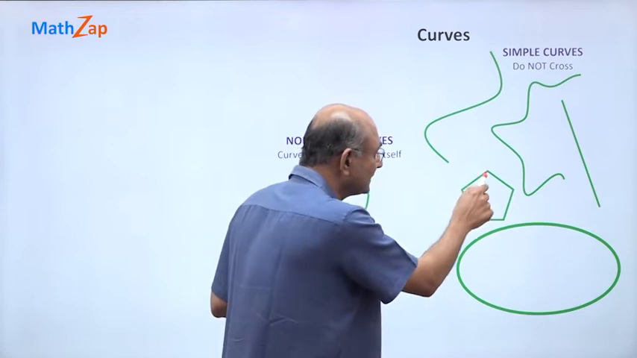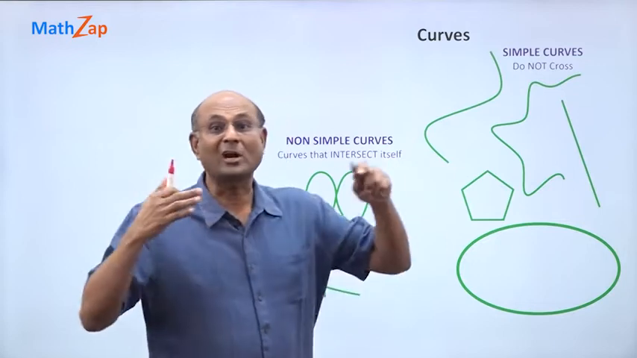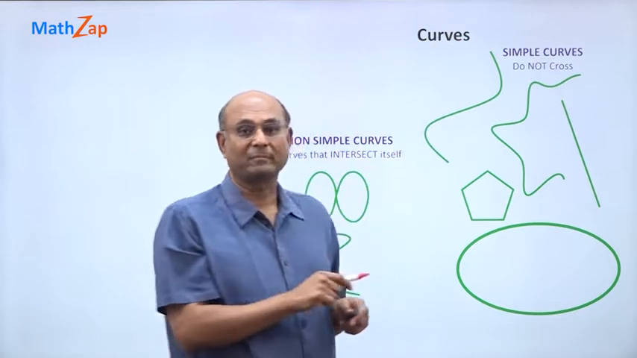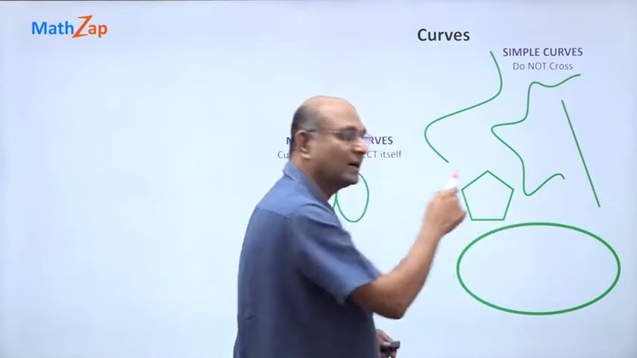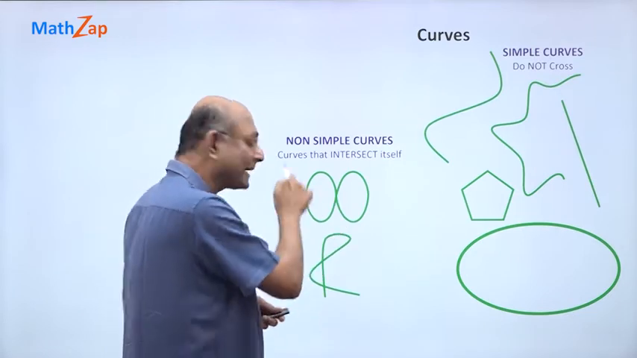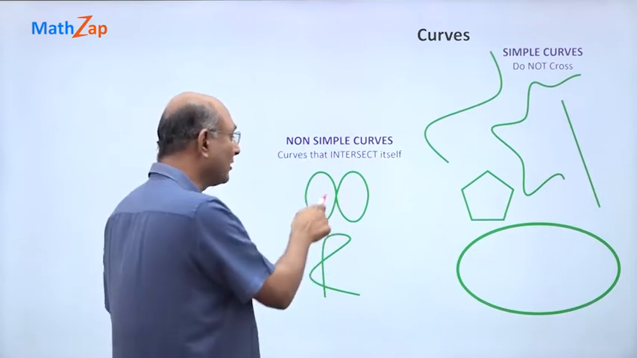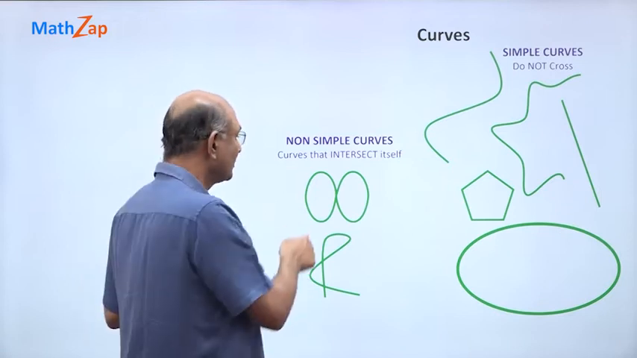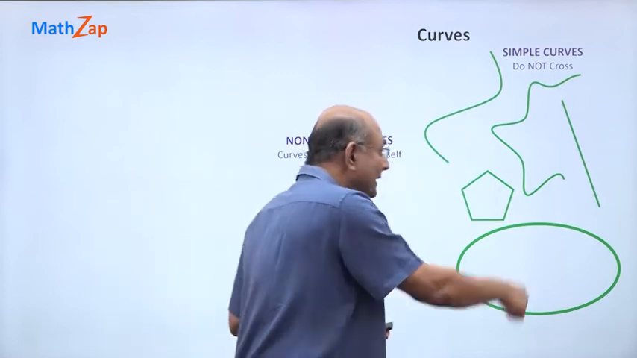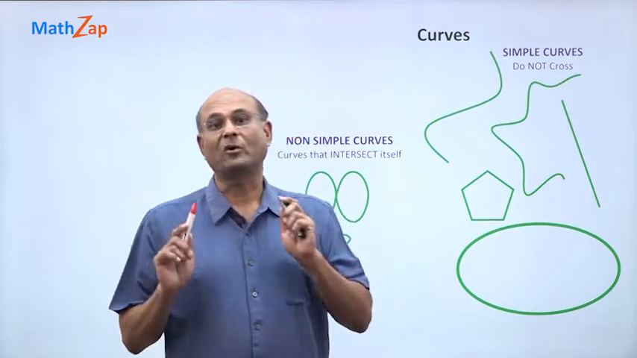Now notice this curve is coming back to the starting point. It is a closed curve, but it is not crossing. So this is a closed curve, but it is a simple curve. Same way, this is a closed curve, but it is a simple curve. This is also coming back to the starting point. So this is a closed curve, but it is a non-simple curve because it is intersecting. So you can have intersecting curves that we will call non-simple, and non-intersecting curves that we will call simple. If you're not intersecting, not crossing, we call them simple.